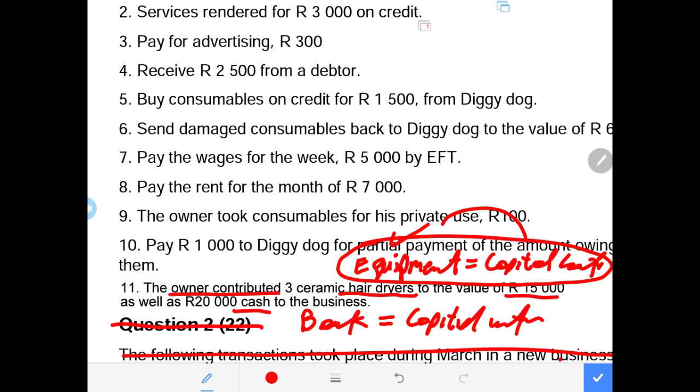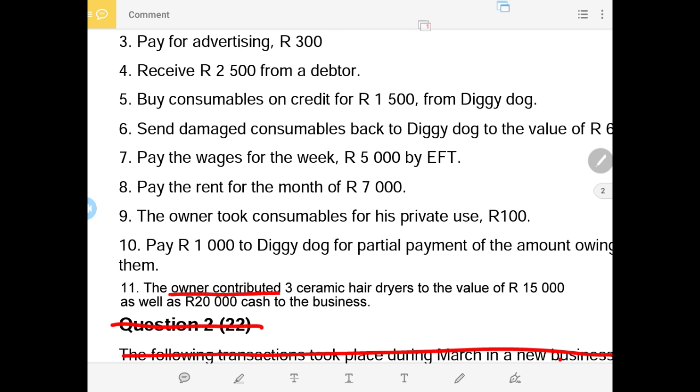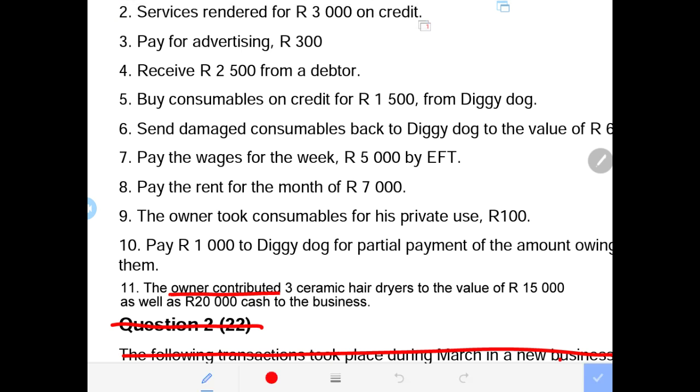The value of the three equipments is not in monetary terms. It's just to say the value of this equipment is 15,000, but we did not receive money 15,000. We received equipment with the value of 15,000 rands. So for this one, for the 3 ceramic dryer, that means now we will have our equipment debited because we have more equipment.